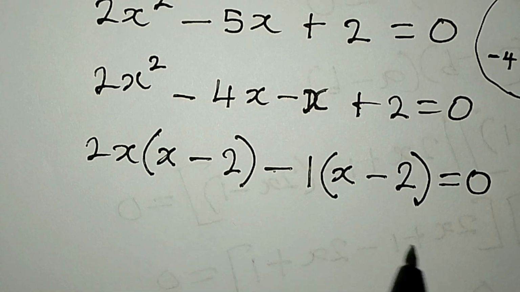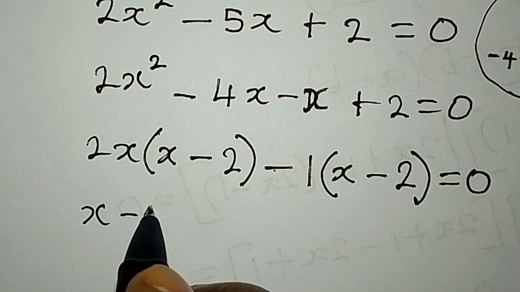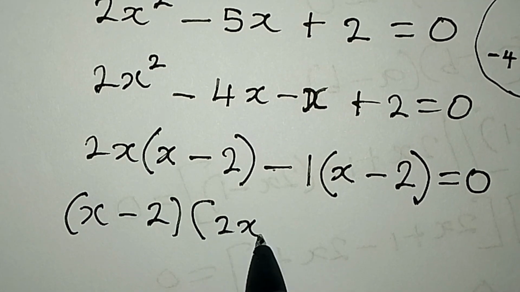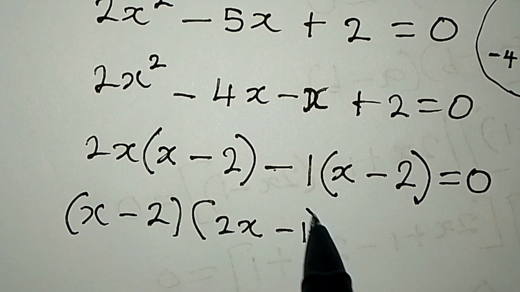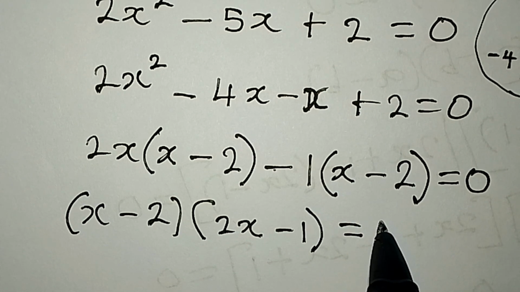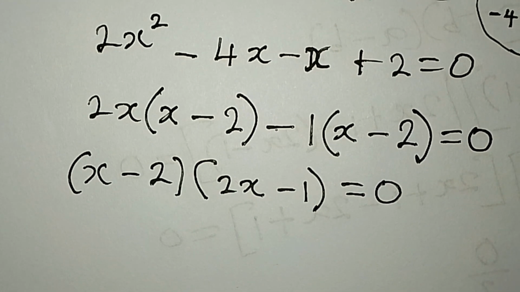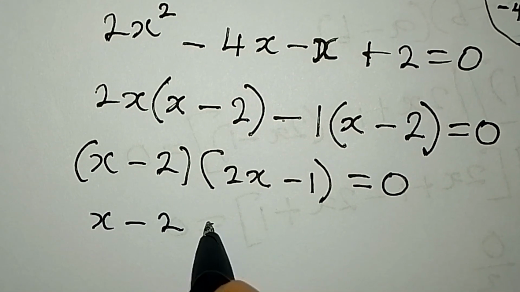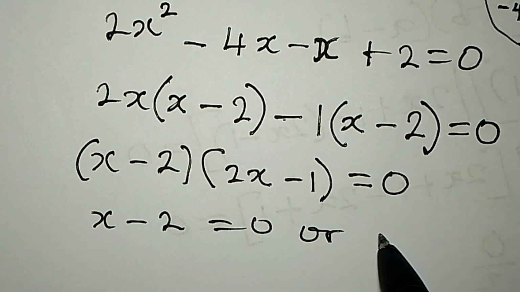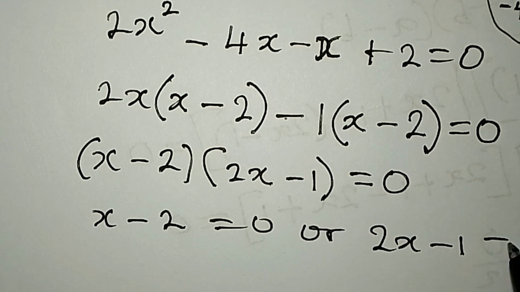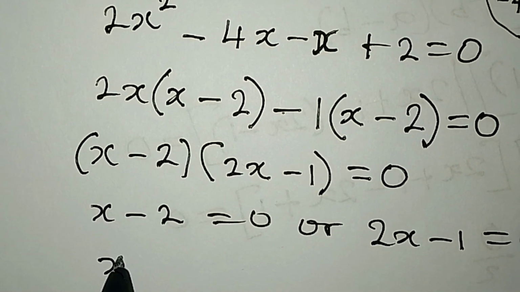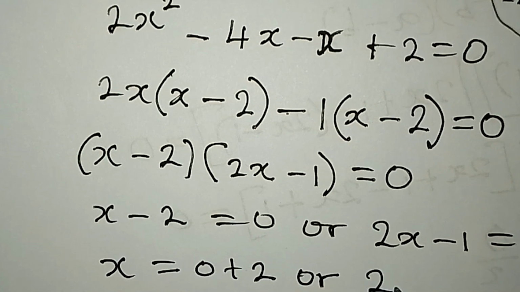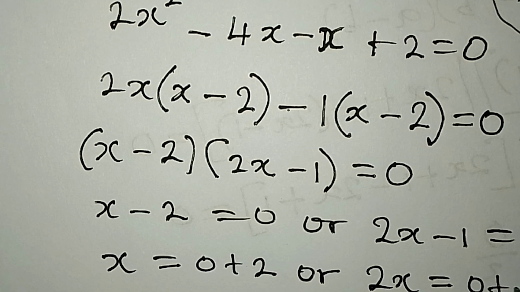Now, let's pick out the common factor, which is x minus 2. Then here we'll be left with 2x. And then here we have minus 1. This is equal to what? 0. Now we can apply the zero product rule, as x minus 2 is equal to 0, or 2x minus 1 is equal to 0. X is equal to 0 plus 2, or 2x is equal to 0 plus 1.